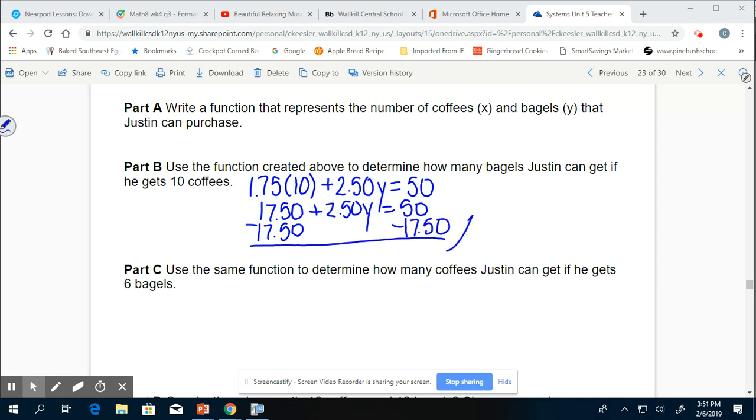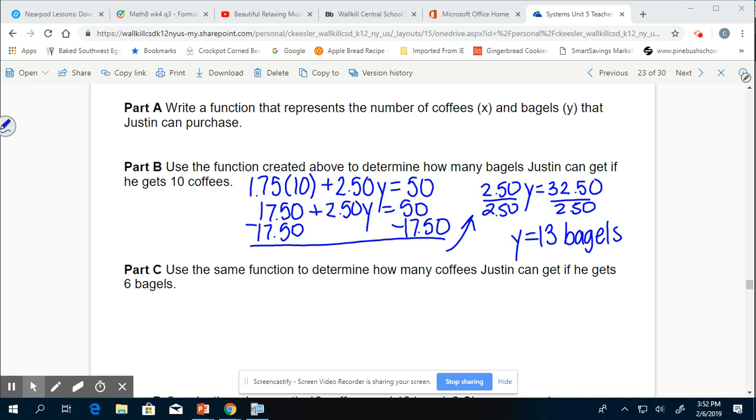We get 2.50y equals 32.50. Divide by 2.50. And we get y equals 13. So if we purchase 10 coffees, you can get 13 bagels.